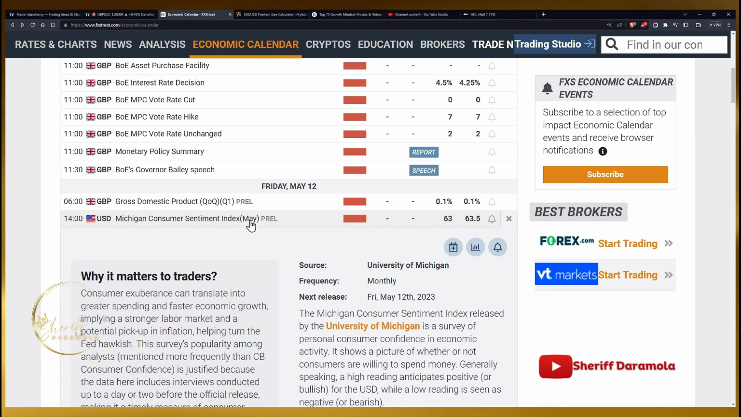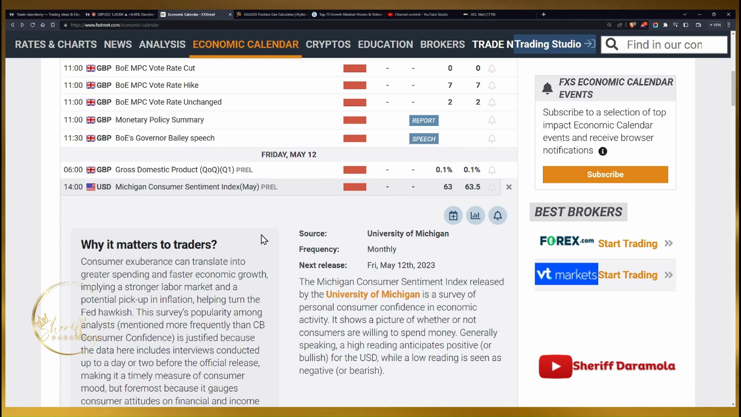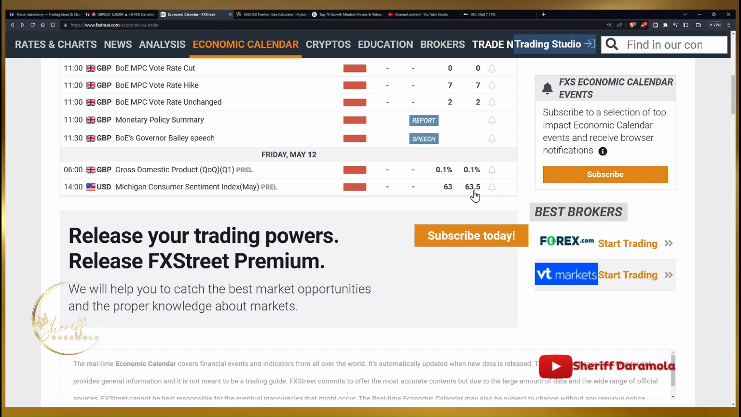Then from the US docket, we have the publication from the Michigan University, and that is the Consumer Sentiment Index, which is a survey of the personal consumer confidence in the economic activity. So this gives us a picture of whether or not consumers are willing to spend money. And we have the previous data coming in at 63.5, and the consensus projection here is at 63. So these are things that we are going to be looking forward to.